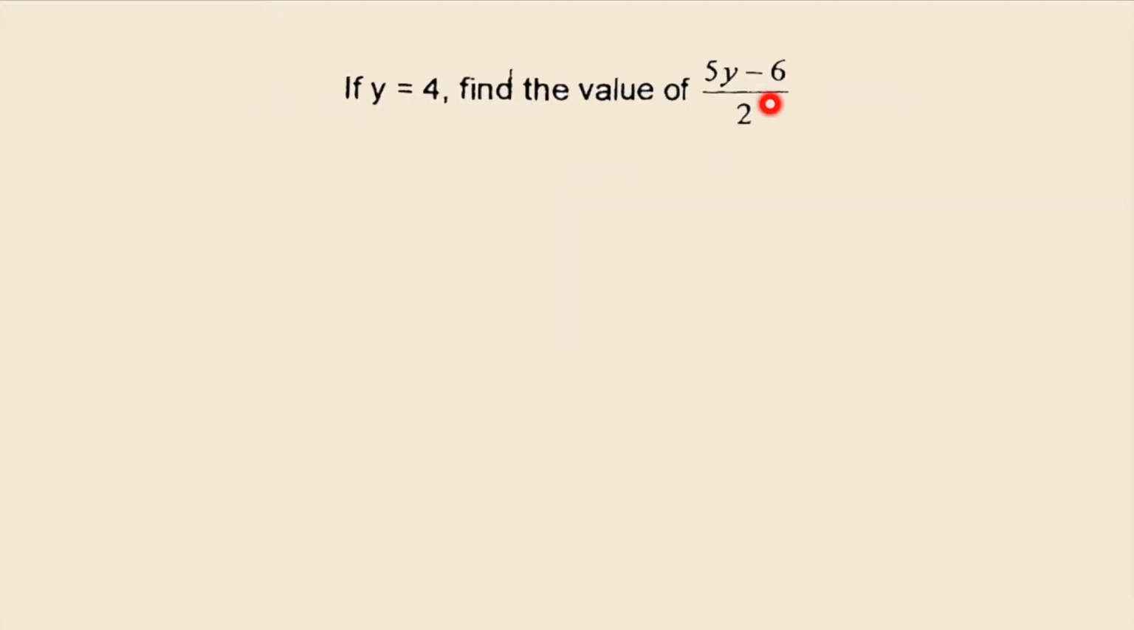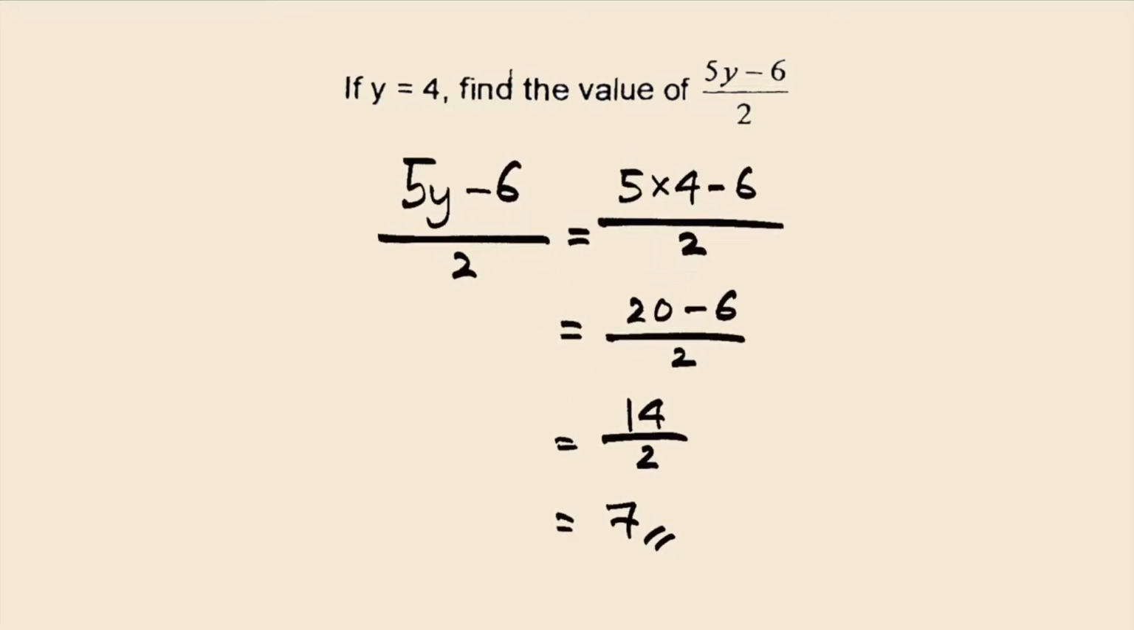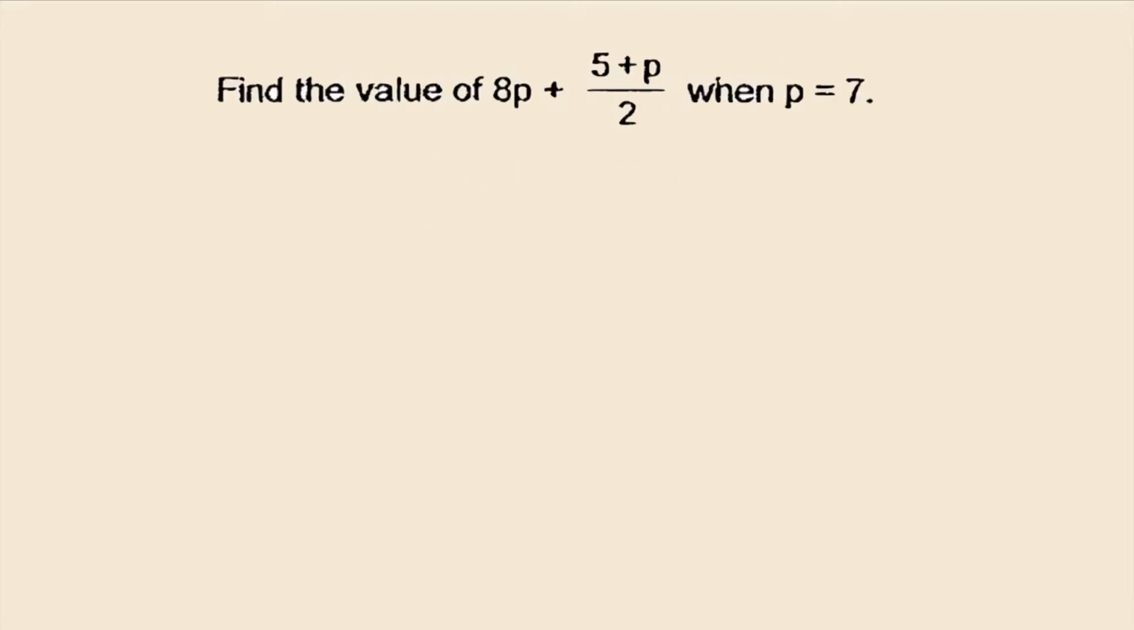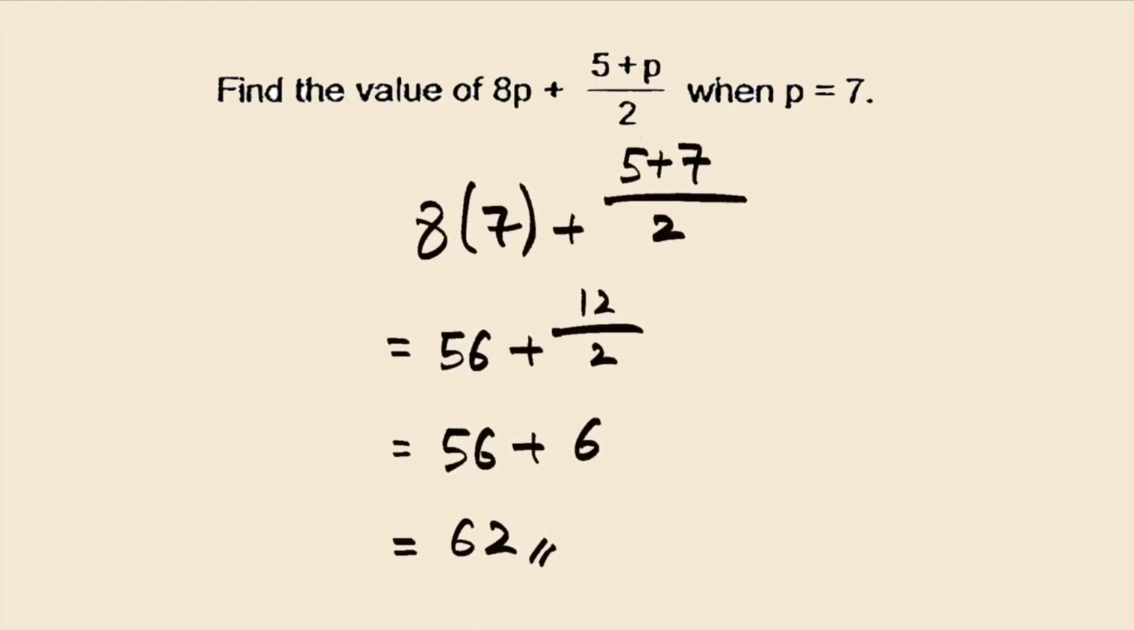Well, given this expression, we will substitute y equals 4. So that will get us 20 minus 6, which is 14 over 2, and 7 is the answer. So we've got two instances of p. We'll sub 7 into those instances. 8 times 7, 5 plus 7, and we will evaluate, leading us to 62.